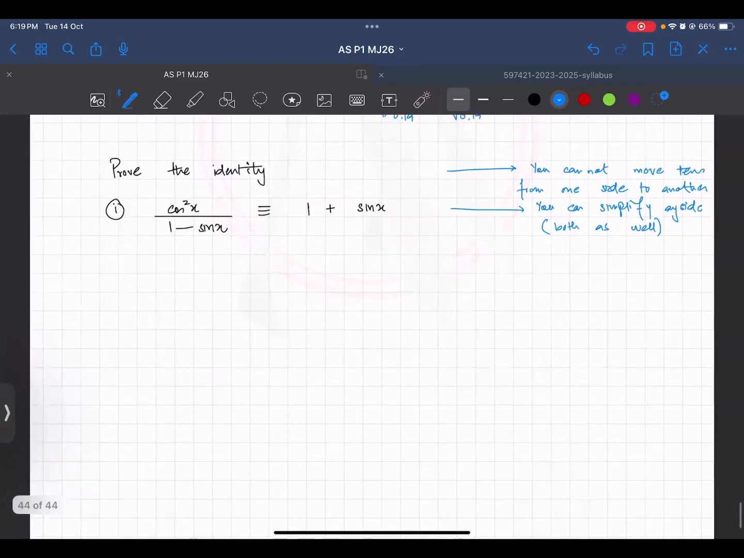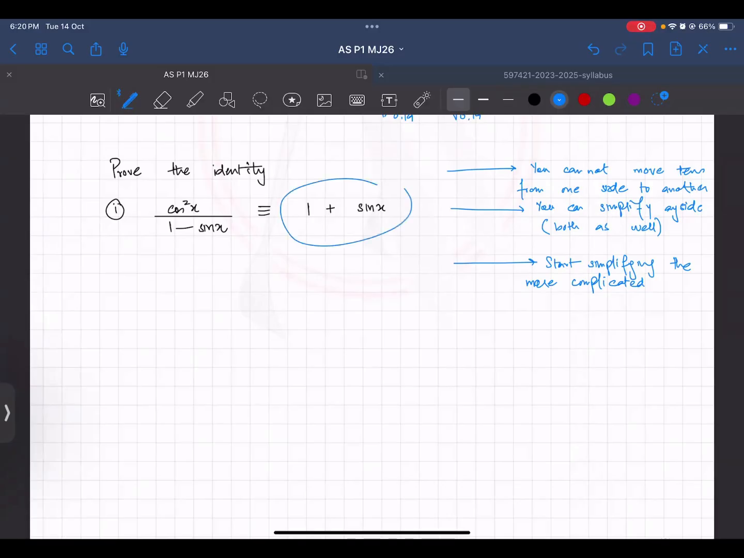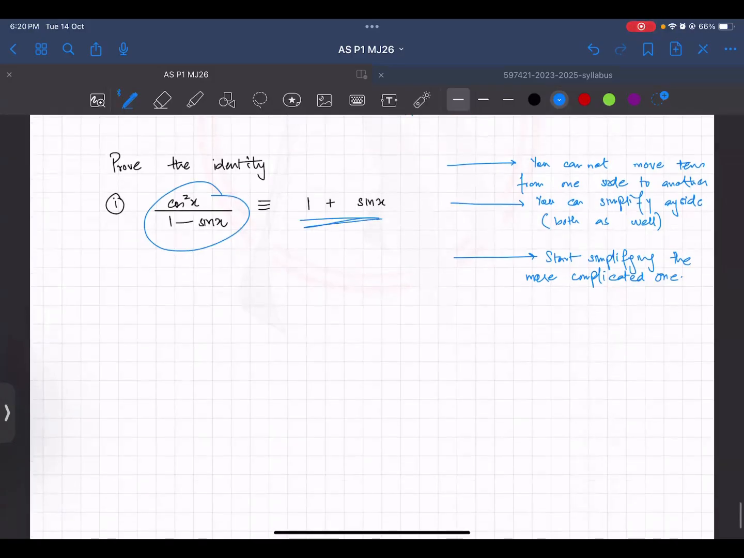The easier ones you can just start off with any one part. The hint right now is to start simplifying the more complicated part, because it is always easier to shrink something down than to open it up into a bigger, more complicated thing. So in this case, this one is more complicated than this one, so I would suggest that we start by simplifying this part.